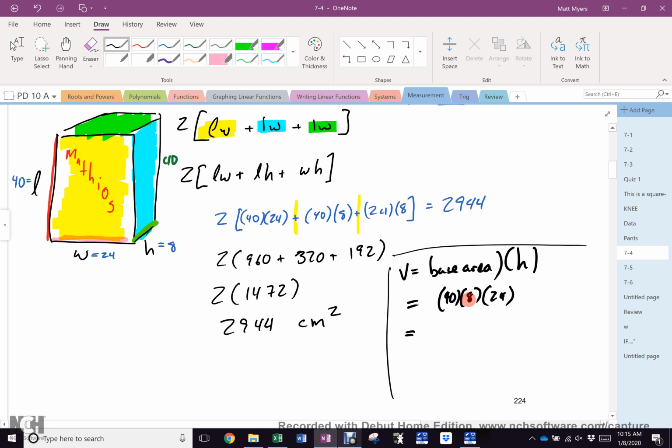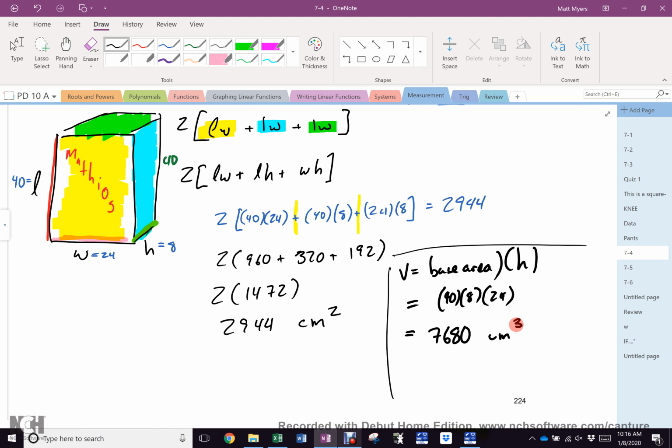So, 40 times 8 is 320. 320 times 24? 7,680 centimeters cubed. Because there are 3 dimensions. Everybody cool? All right.